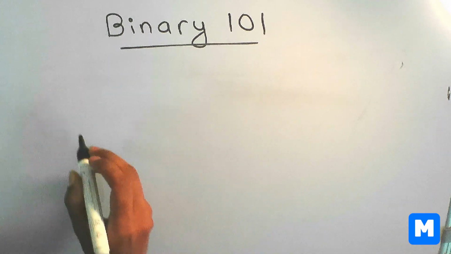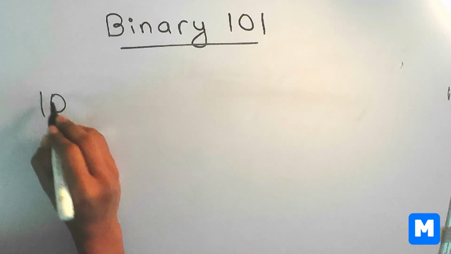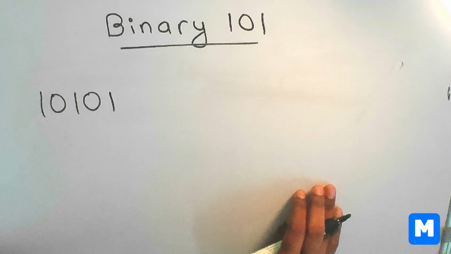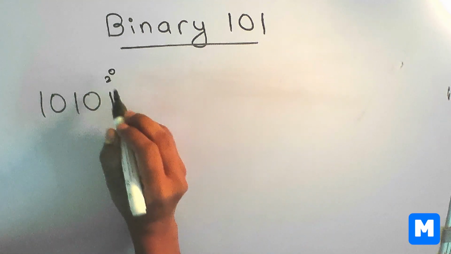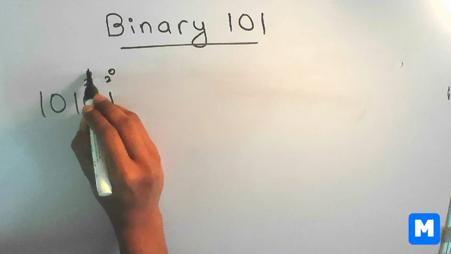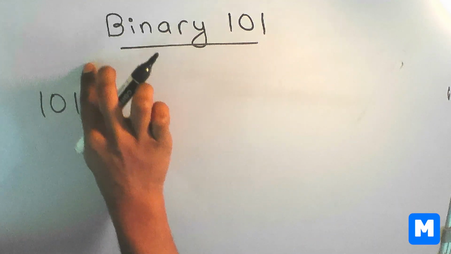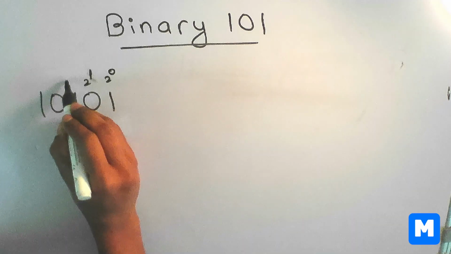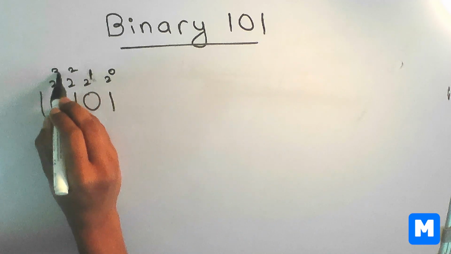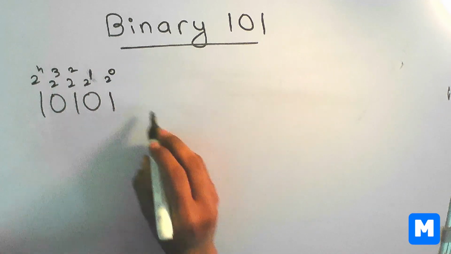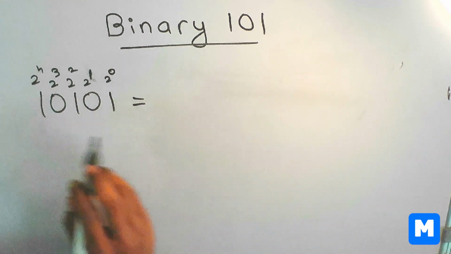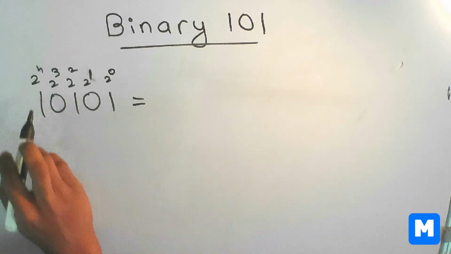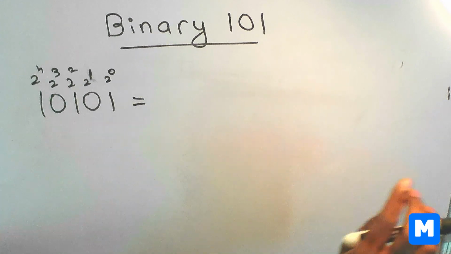Now let's take another example. Let's convert 10101 from binary to decimal. The first digit will have the place value 2 power 0, the second will have 2 power 1, the third 2 power 2, 2 power 3, 2 power 4, and so on. To convert this from binary to decimal, all we have to do is multiply the corresponding face value with the corresponding place value and just sum it all.